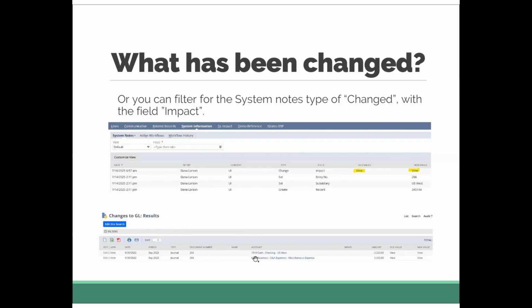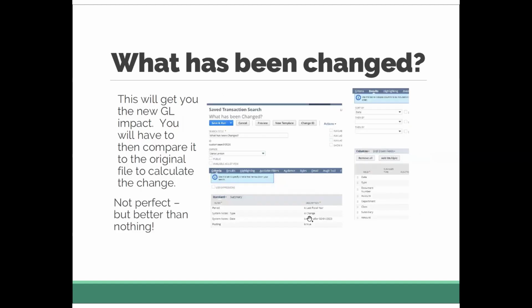But what if there were 12 different things that changed? Now I would see them all in one place and I could go view them. Now, the downside of this is you have to actually look at the GL impact of the old value and the new value. This one that I did before is going to show you what's been changed, and you could get a report of the new value, right?